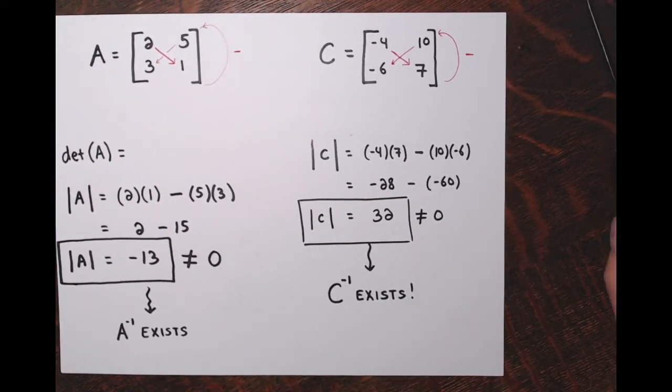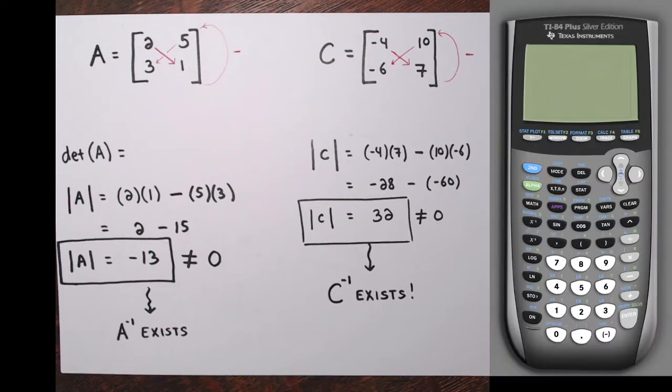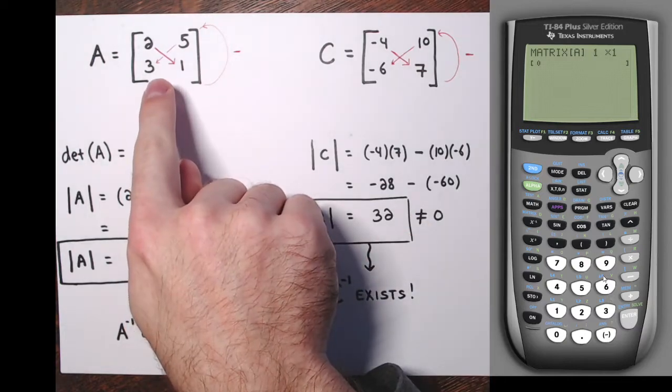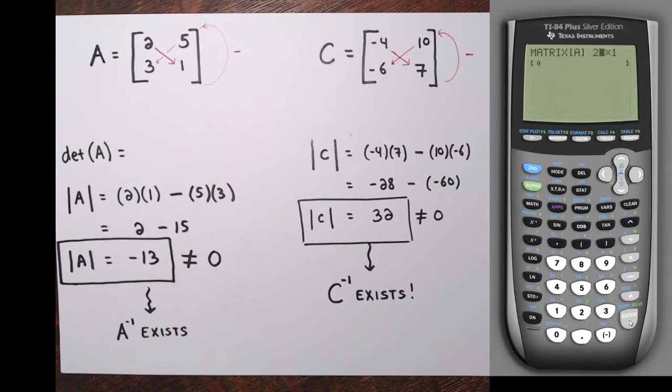Now let me also show you, you can punch this up on your calculator. Again, TI 83, 84, very similar. So if I go to that matrix menu and over to edit, I'll make a matrix. I'll make matrix A this 2 by 2 matrix right here. So I enter the size. You've seen me enter a matrix before. And the entries, 2, 5, 3, and 1. Then I get out of here, I go quit.